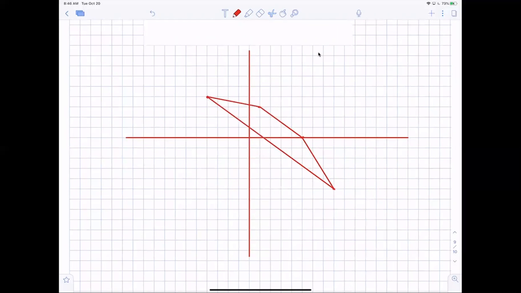But here we still need to find the parallel sides, or we need to find those two slopes. So the top slope, what did we say it was? Is that -3/4? All right, and then 1, 2, 3, 1, 2, 3, 4. Yes. So the slope is -3/4 for both of those.